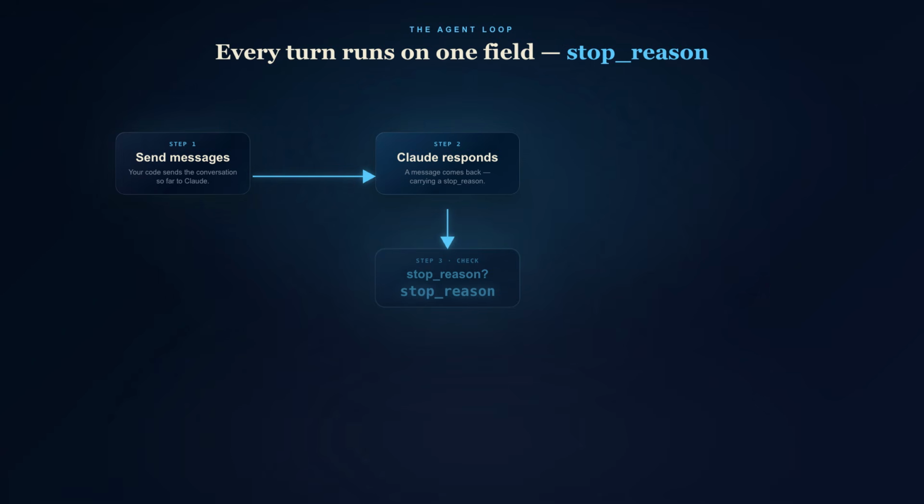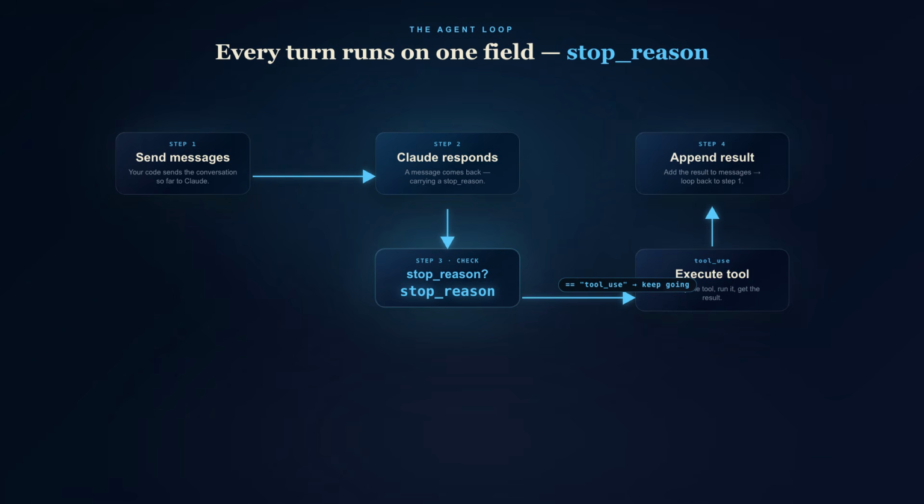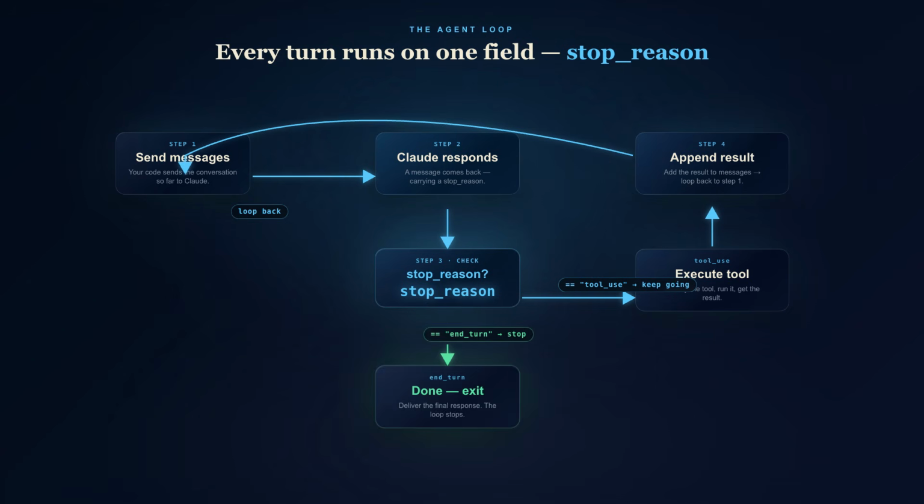Let's look at the loop directly. Every turn in an agent run goes through 6 steps. Step 1, your code sends a list of messages to Claude, the conversation so far. Step 2, Claude responds with a message. That message has a stop reason field. Step 3, you check the stop reason. If it says tool use, the model wants to call one of your tools. Your code identifies which tool, runs it, gets the result, and appends it to the messages list. Then you loop back to step 1 and send the updated messages again. If it says end turn, the model is done. You exit the loop and deliver the final response.